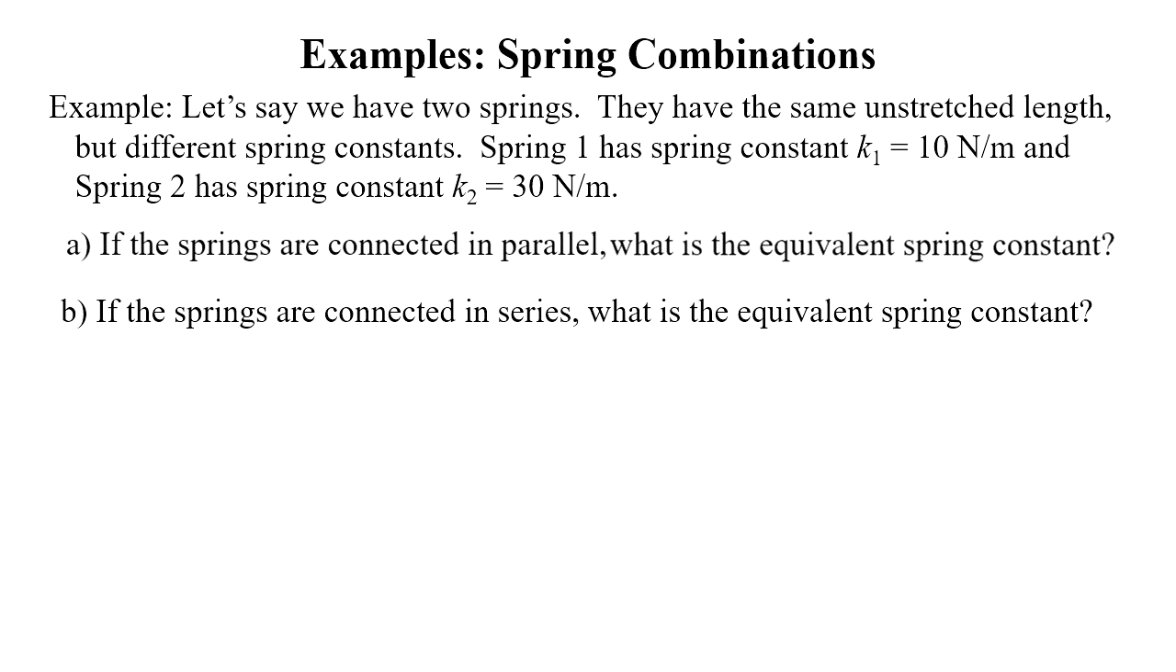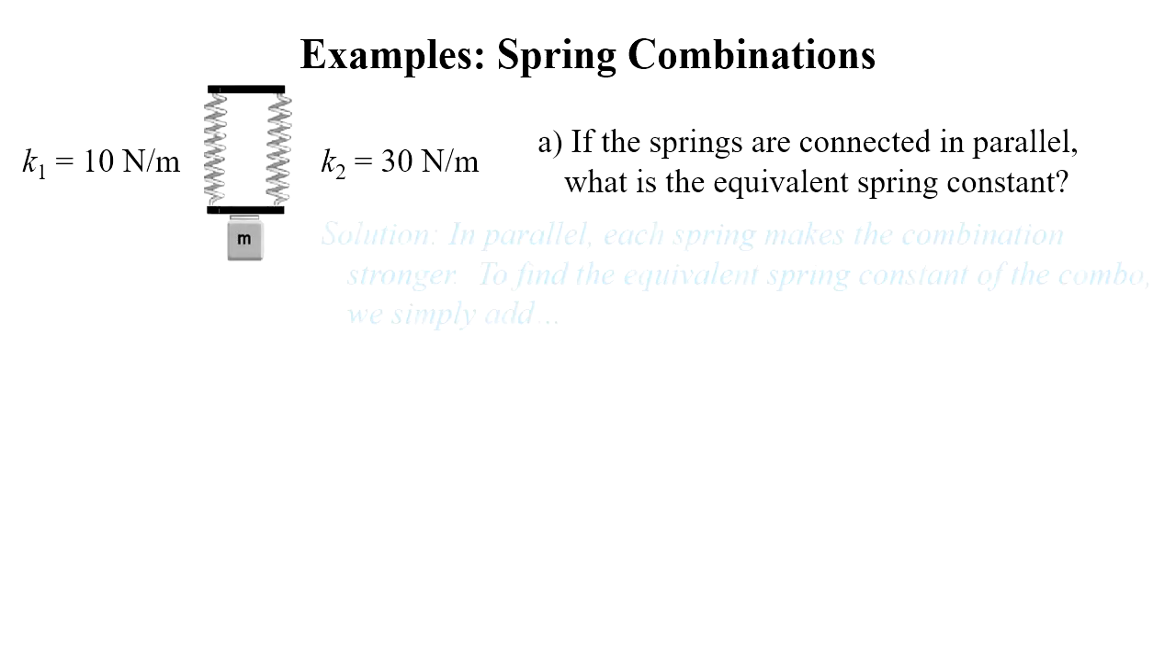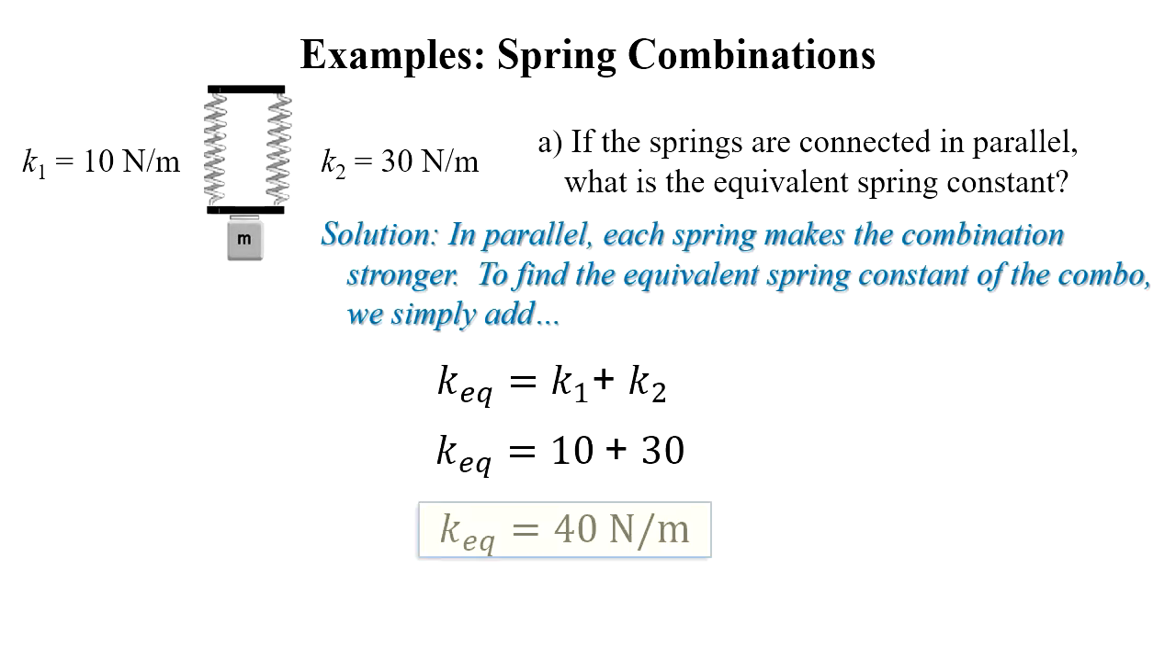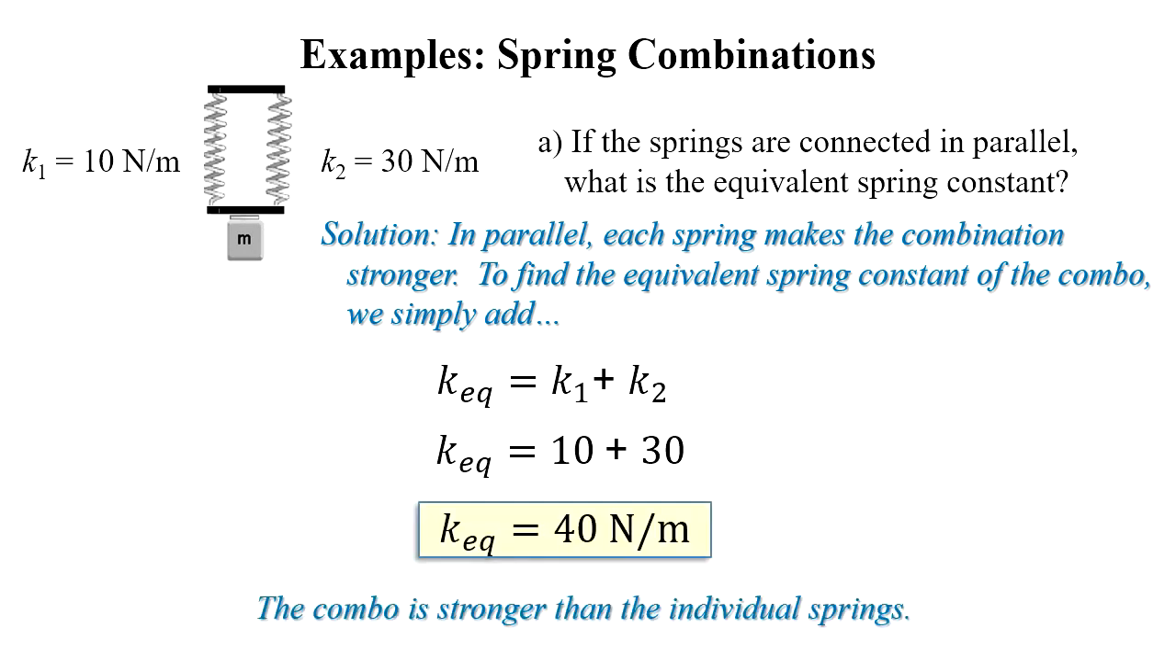In parallel, the combination is going to be stronger than each of the individual springs. All we have to do is add up the spring constants to find the equivalent. 10 plus 30 is 40 newtons per meter. That's it.